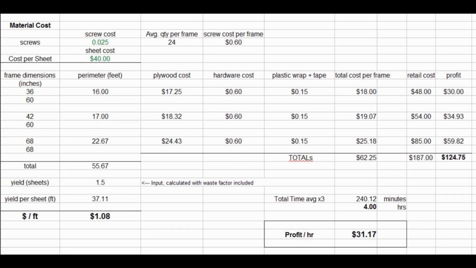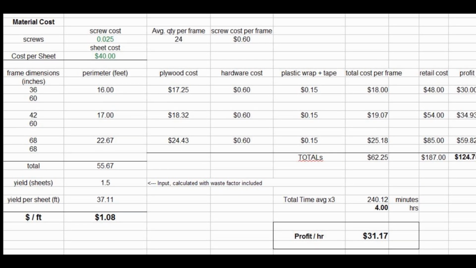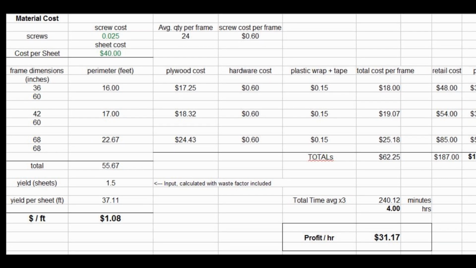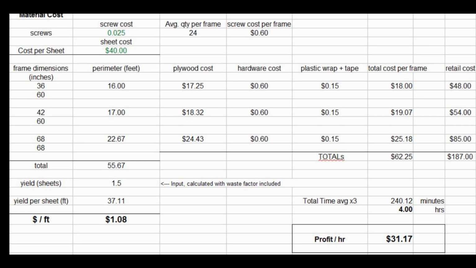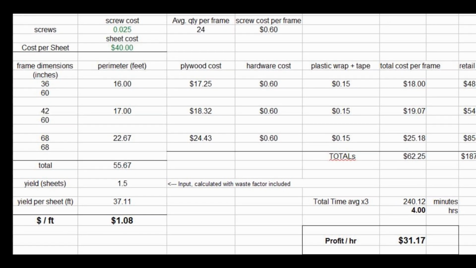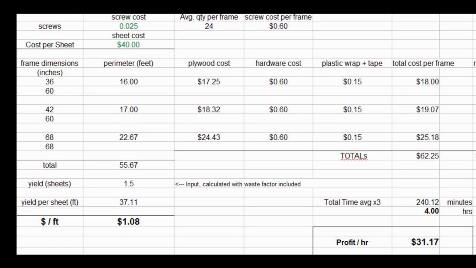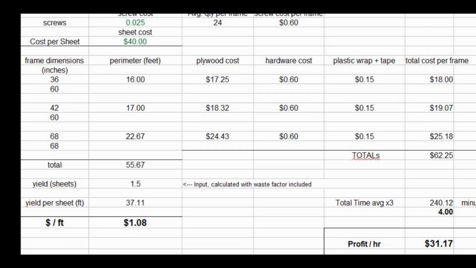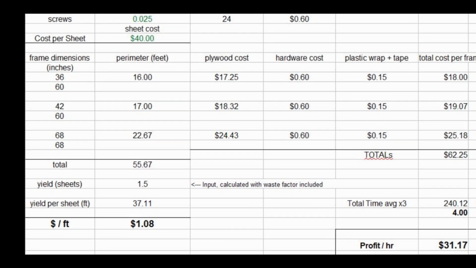This is my final result here. This tallies up all the material costs. What I did here is I added up the exact dimensions of the perimeters, so I get a linear foot value of each frame. And then I calculated my yield, which was about 1.5 sheets to make all 3 frames, including the waste material that was left over.